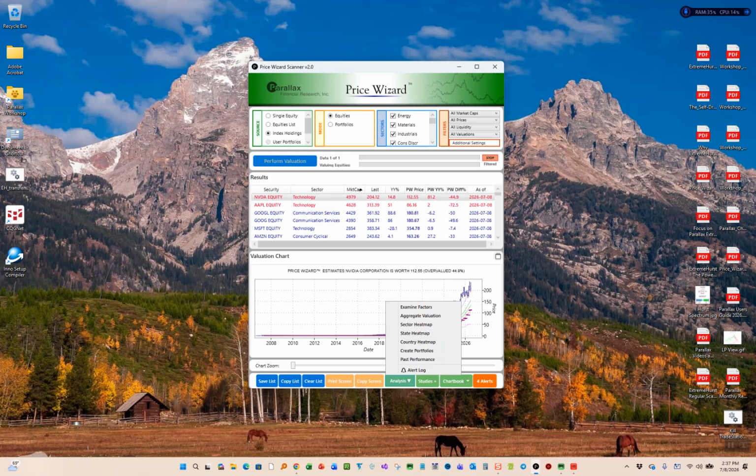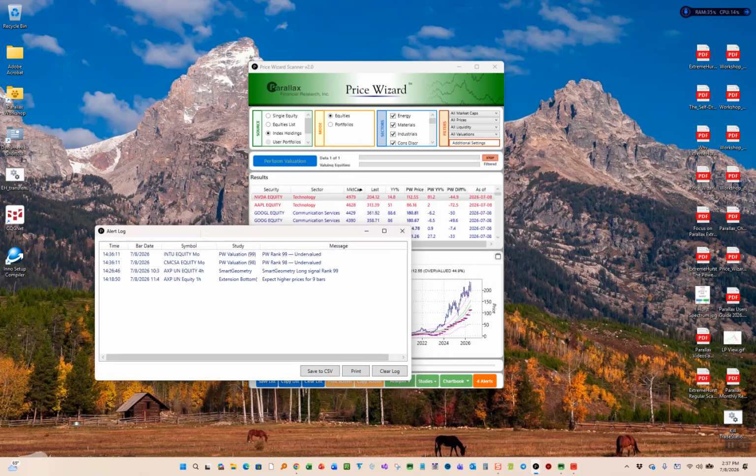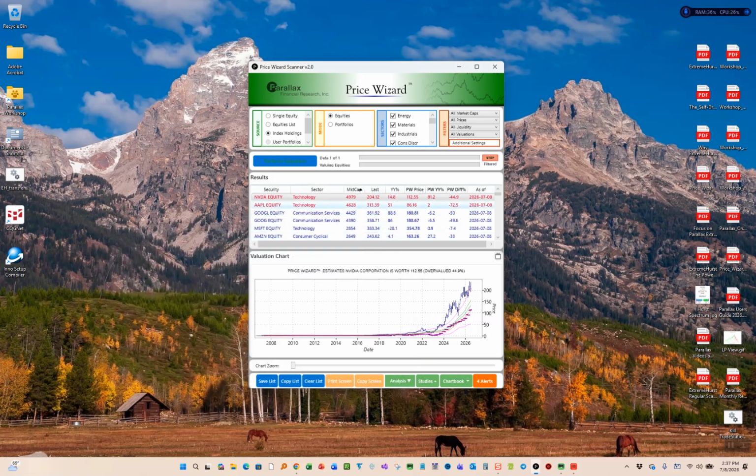So under analysis, what's new, besides the alert log, which again is here. Let's see, any of the stocks that ranked 90 and above will show up here. CSA and INTU are both high ranked on the valuation ranking neural net, and so they show up. And we could look at one of those if we wanted to.